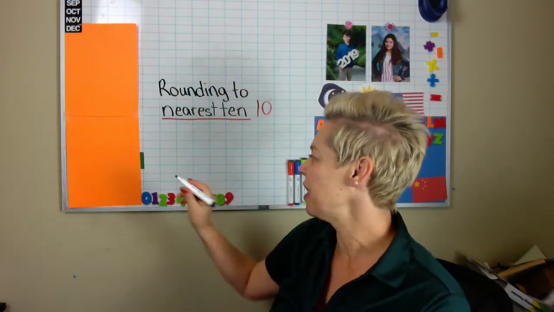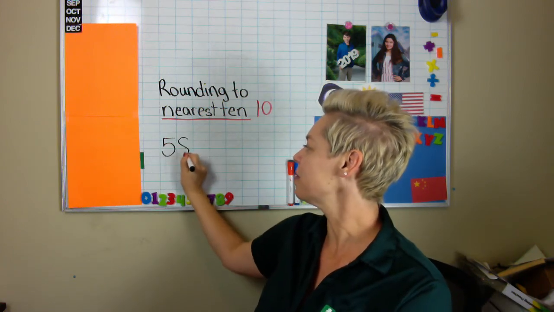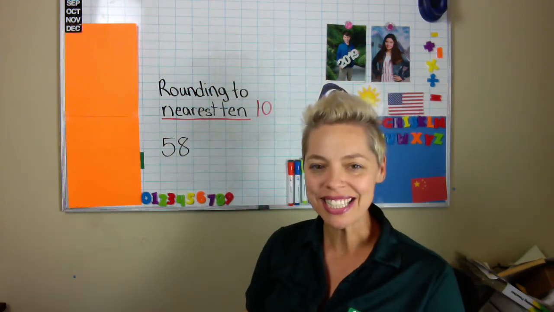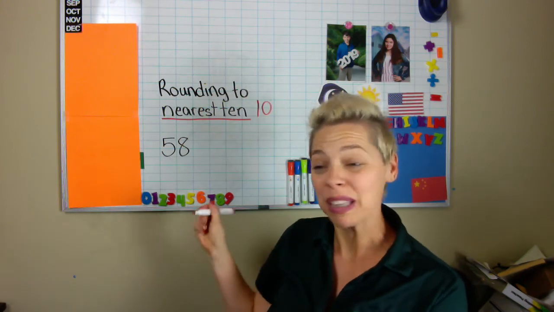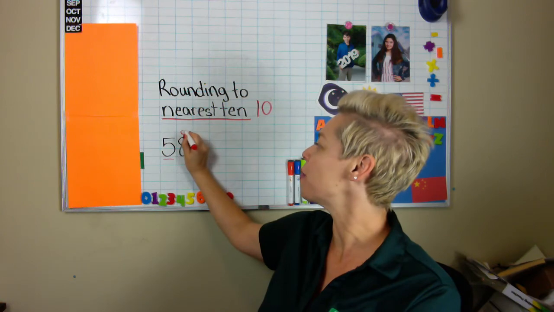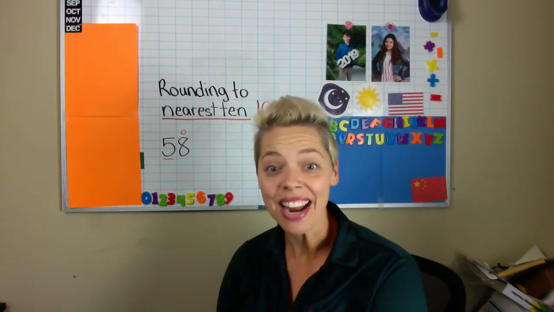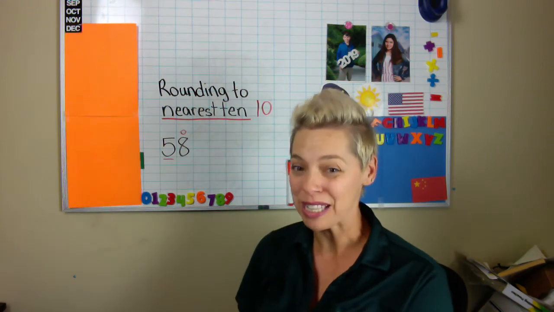So I'm going to start with an example here of the number 58. When rounding to the nearest 10, first underline the place value, which would be the tens, and then write a 0 above the ones. The rule is when rounding to the nearest 10, you will always have a 0 in the ones place.